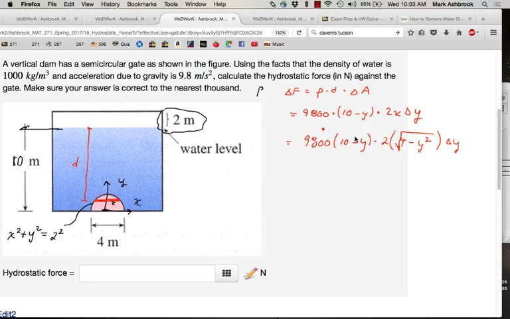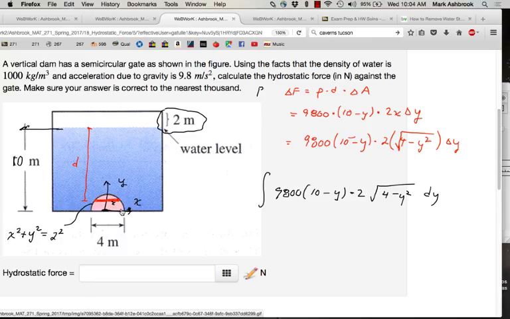So now we got our typical force on that strip, right? That's the amount of force on that strip. And so we're going to add them all up. Sum up all of these forces, one of which is 9,800 times (10 minus y), times 2 square root of 4 minus y squared, dy. Okay, y from what to what? 0 to 2, right? The first y would be here, 0 to 2.